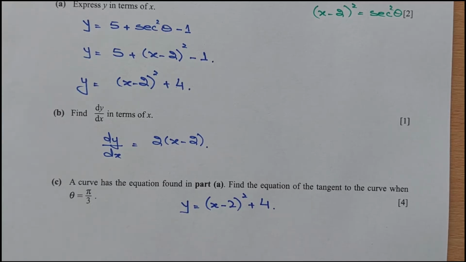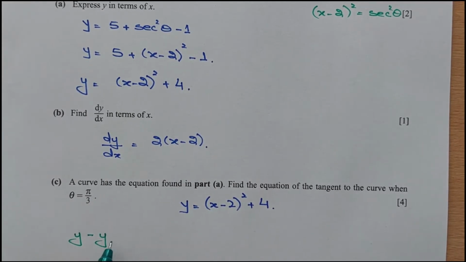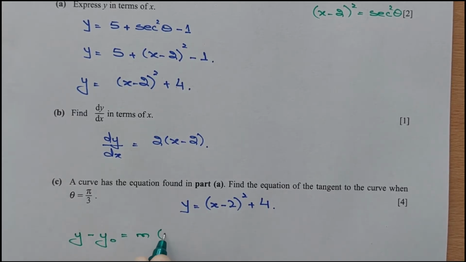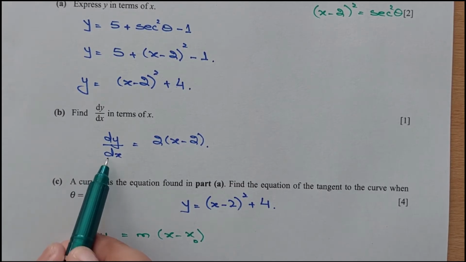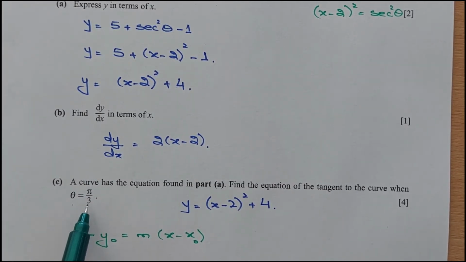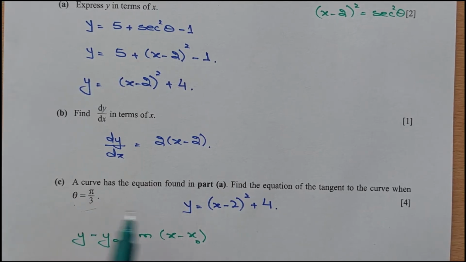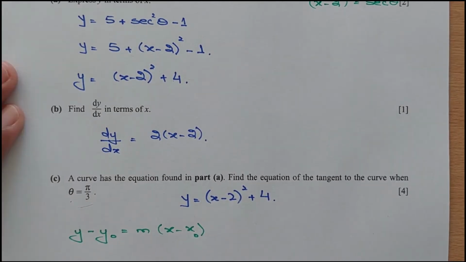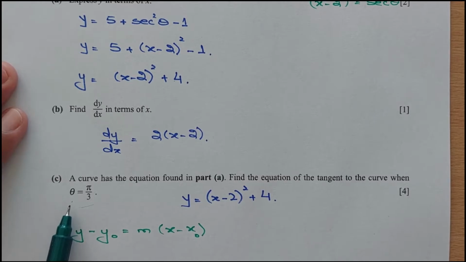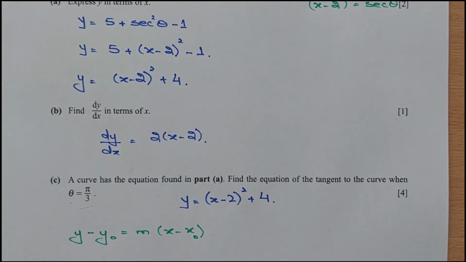Equation of tangent. So the equation of tangent is y minus y naught equals m into x minus x naught. m is the slope, or we can say the derivative at the point theta equals pi by 3. x naught, y naught are the point. We have been given the value for theta, but we have to solve for x and y. Theta is given, solving for x and y. Right, so let's do it step by step.